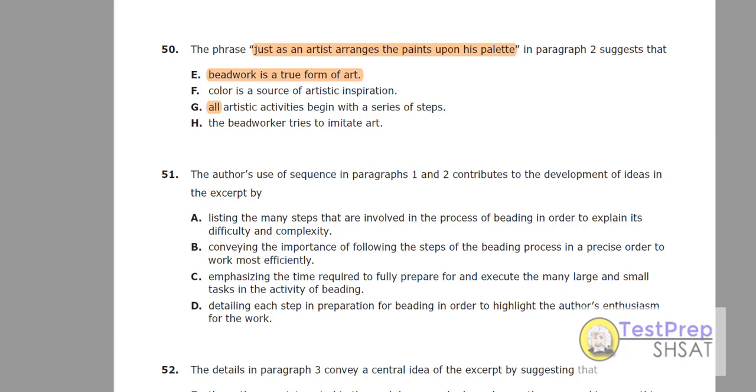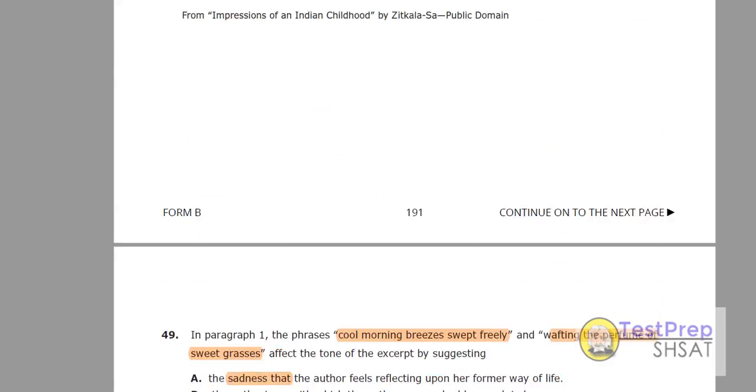51. The author's use of sequence in paragraphs 1 and 2 contributes to the development of the ideas in the excerpt by. Okay, so here again is a sequencing, a little different than our chronological question because it's not clear sequencing is over time. In fact, it probably isn't. So I just want to quick check what the sequencing is here.